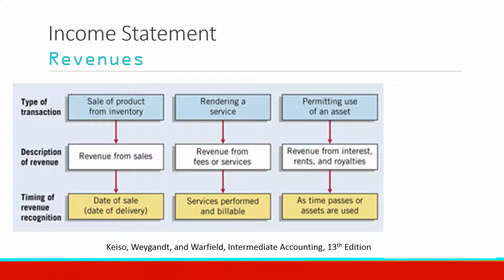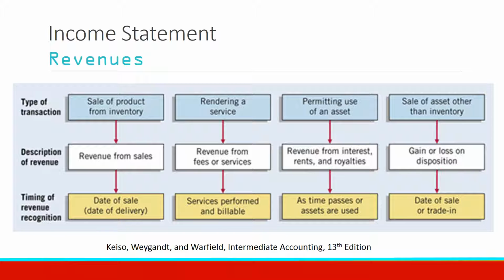As our third category, we can permit the use of an asset. We could have, by renting it out, interest revenue, rental revenue, or royalty revenue. Those particular forms of revenue are generally measured with the passage of time or as a particular asset is used. And finally, the fourth type of revenue is when we sell an asset other than inventory. We will record as a revenue the gain or loss on sale of that asset, and the date when we will be recording that revenue is on the day that there was a sale or a trade-in.